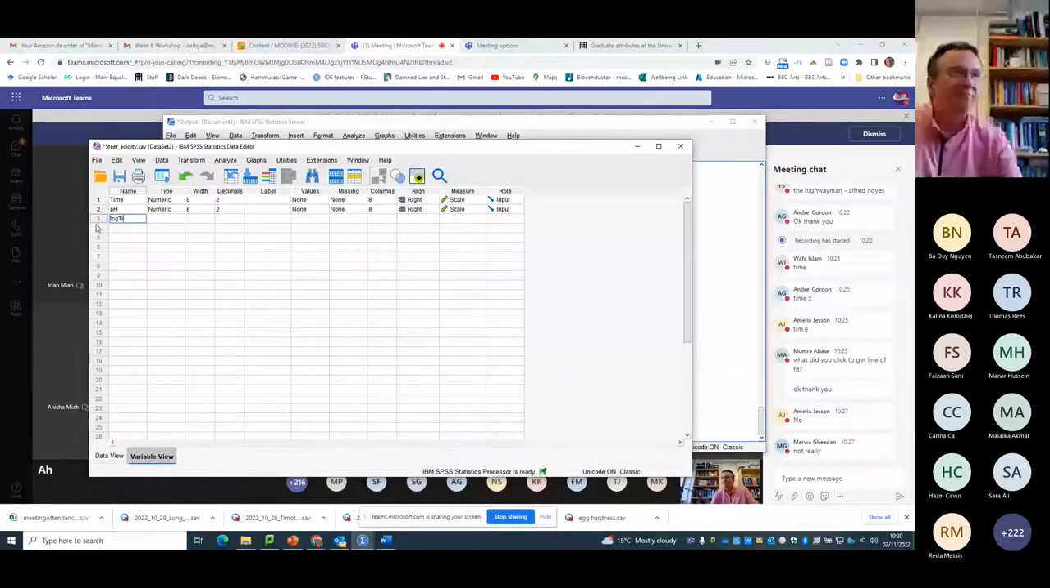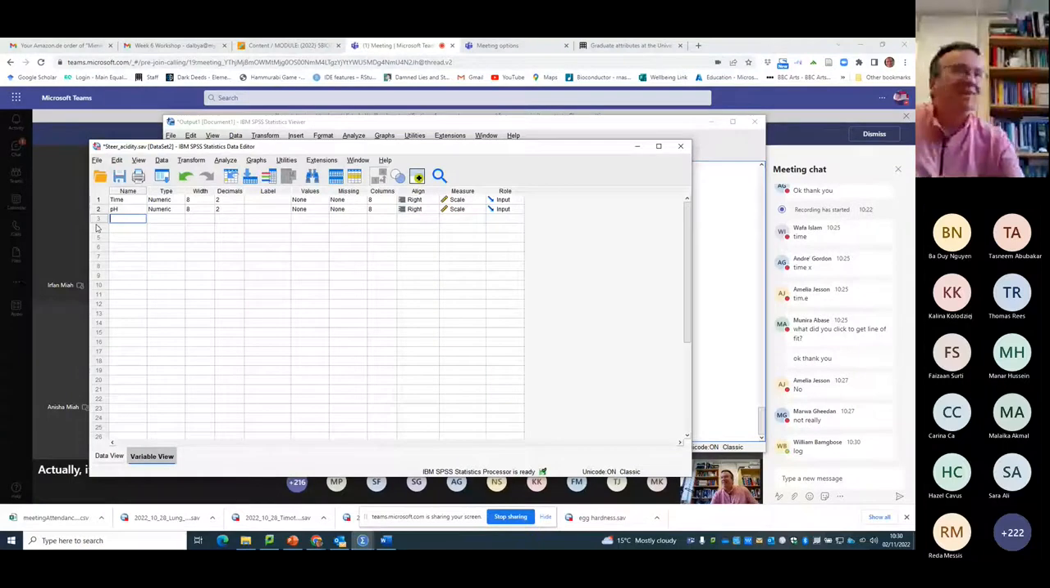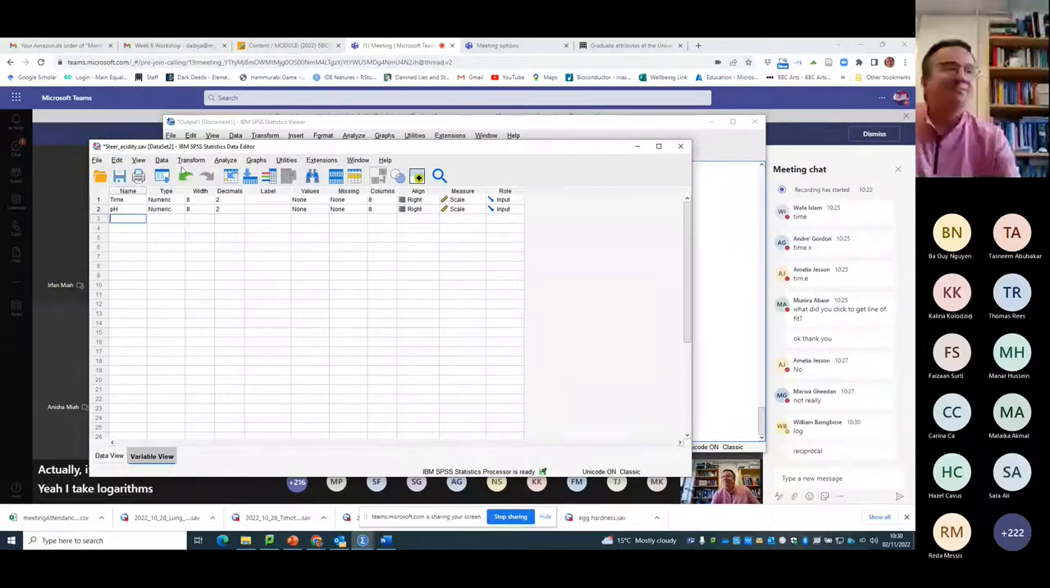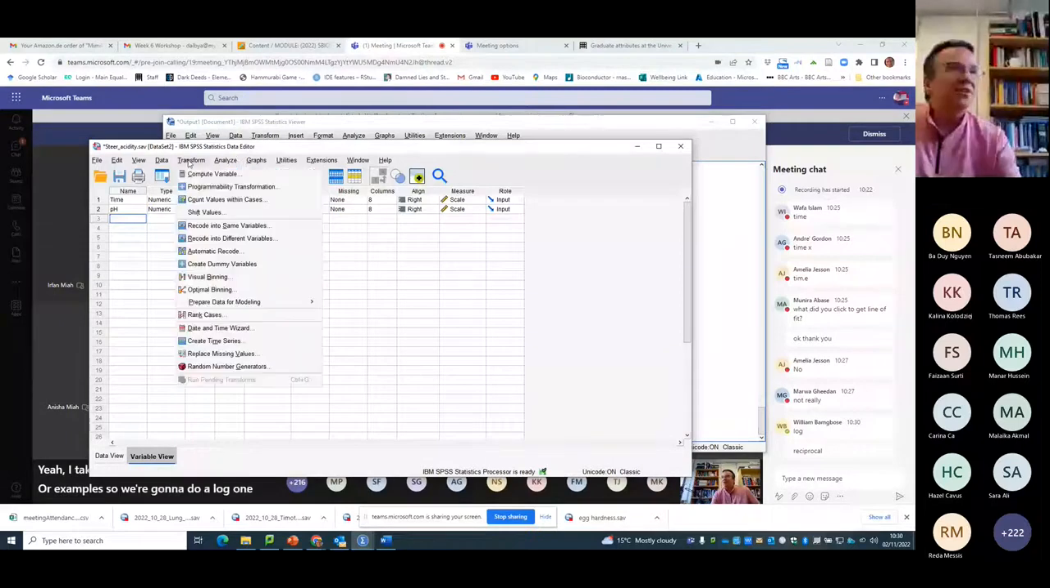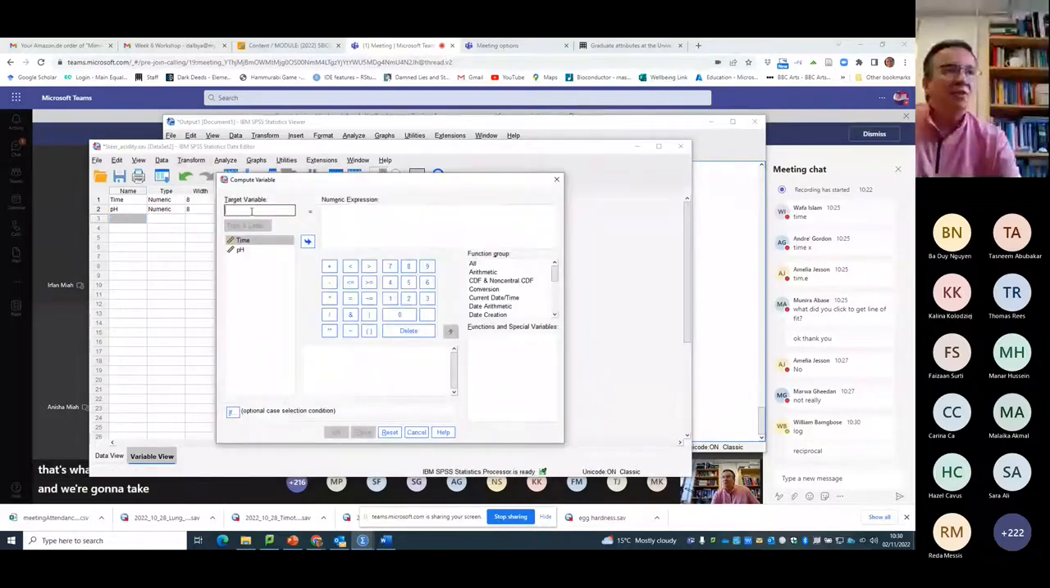Actually, let's not do that. Yeah, they take logarithms or reciprocals. So we're going to do a log one. So what I'm going to do is go to Transform and Compute Variable. I'm going to compute a variable which is going to be called log time. And oddly enough, it's going to be dependent on time, and it's going to be the log.